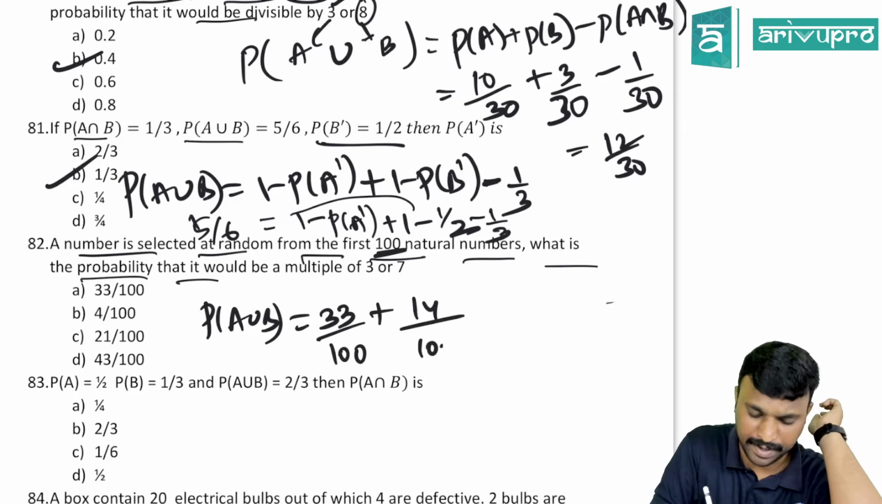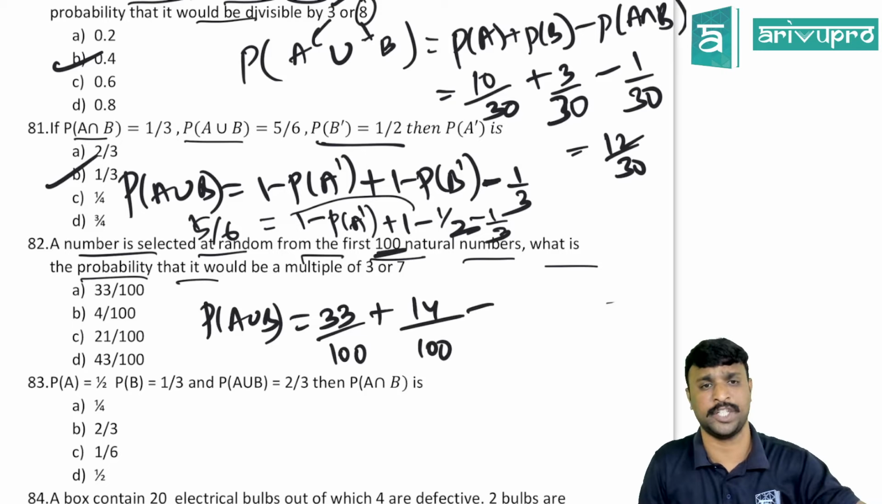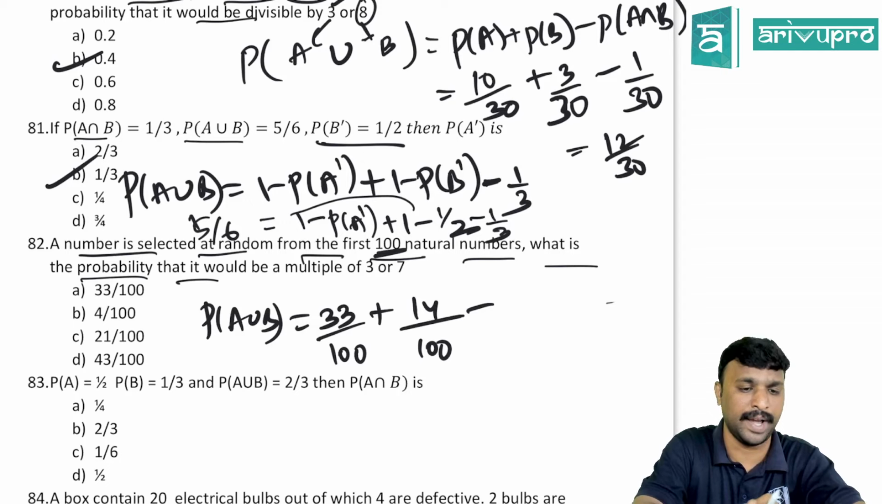14 divided by 100. Now P of A intersection B, LCM of 3 and 7 you have to take, which is 21. So 100 divided by 21, if you do, you get 4.76.